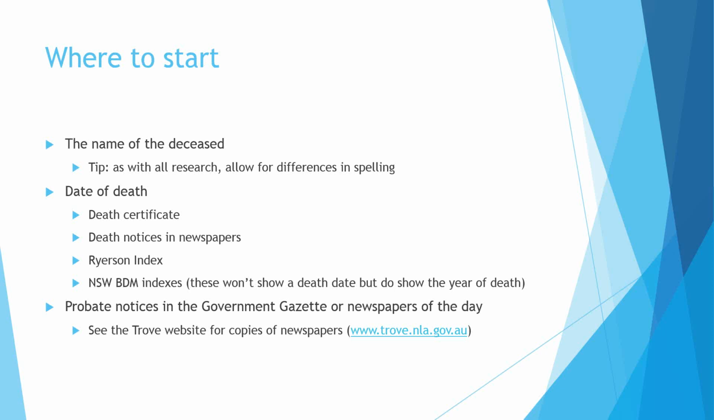So Australian newspapers, and it goes right up to the present day. So it's very handy. And you can search by the name of the deceased, and it will often provide the name, the date that the death notice went in, the date of death, and also the details of funeral notices as well. You can also find death years in the New South Wales birth, death and marriage indexes. These don't show a death date, but they do show the year of death, so that can be helpful.